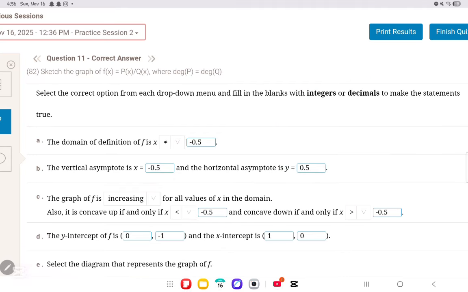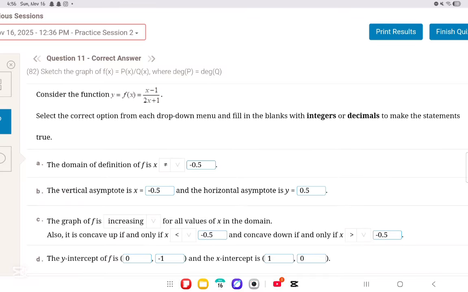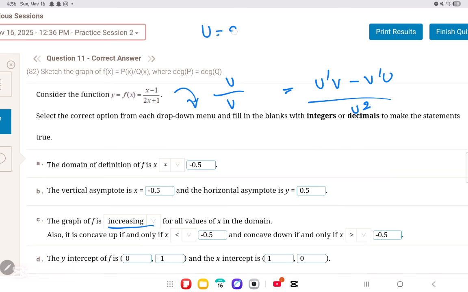Now, the graph is increasing for all values of x in the domain. So whenever they give options like increasing, decreasing, what do I need to do in this scenario? I will need to take the derivative. So let's find the derivative together. This is u over v, so it's going to be u prime v minus v prime u over v squared. u is x minus 1, u prime is 1. v is 2x plus 1, v prime is 2. Okay?